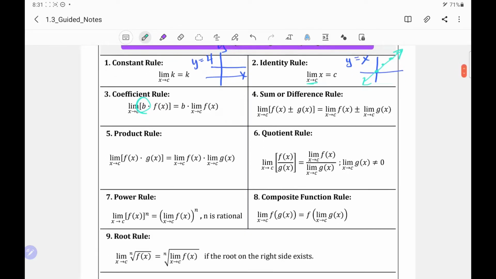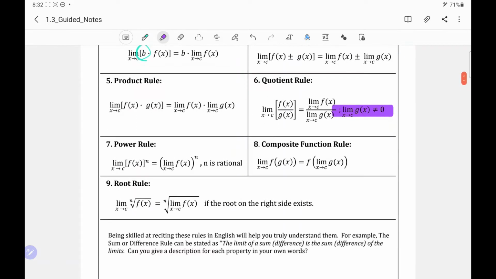The quotient rule. The limit of a quotient is the quotient of the limits. So similar situation. We can divide the two functions and then take the limit, or we can do the limit of f of x, do the limit of g of x, and then divide. The one detail that's different is that the limit of g of x cannot equal 0, because then we would have division by 0, and that's not allowed.